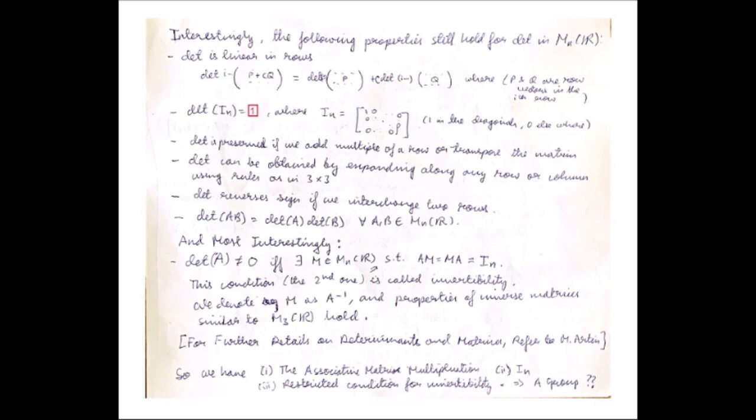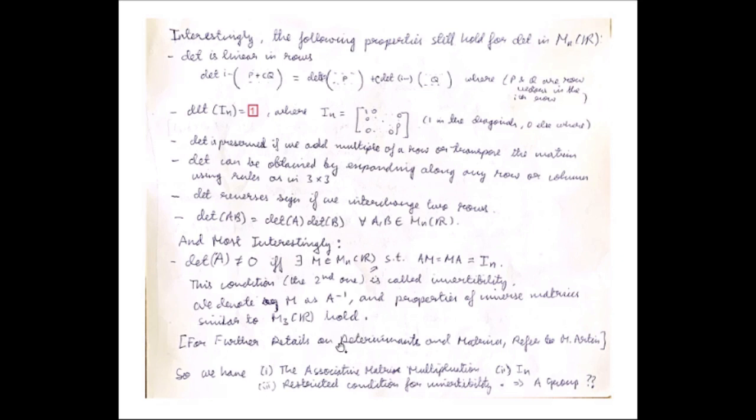Also, invertibility. The condition of invertibility in 3 cross 3 was determinant of A is non-zero. This also holds in n cross n, and this can be shown. So determinant of A is not equal to 0 if and only if there exists some matrix M in MNR such that AM is equal to MA is equal to IN. This condition, the second condition over here, is called the invertibility condition. So determinant A non-zero implies the matrix is invertible, and M is called A inverse. So it's similar to M3R, and you already know a bit of it.